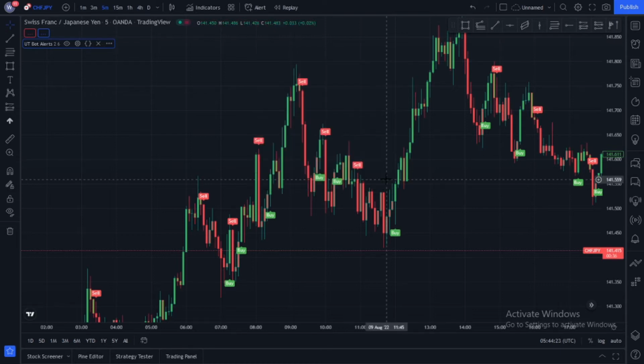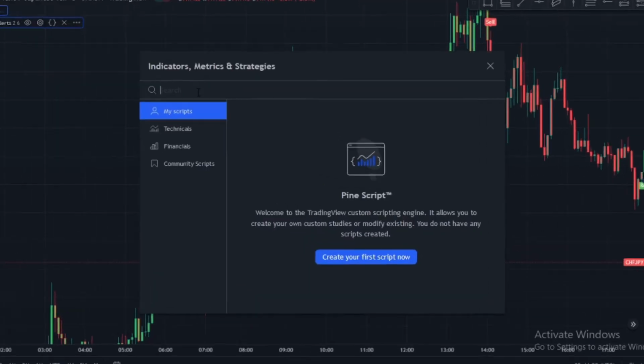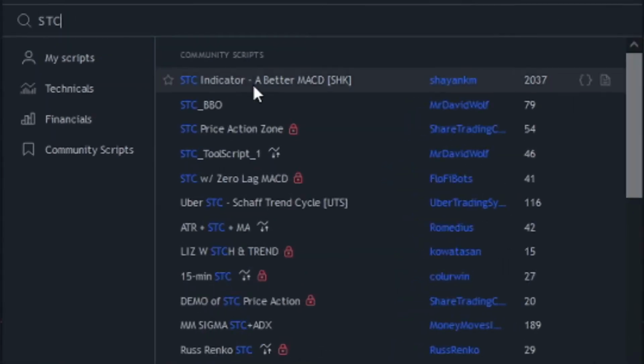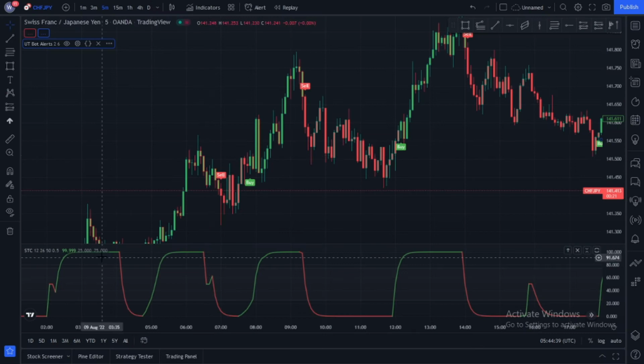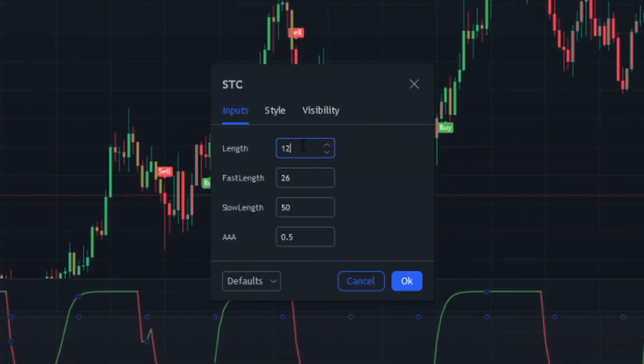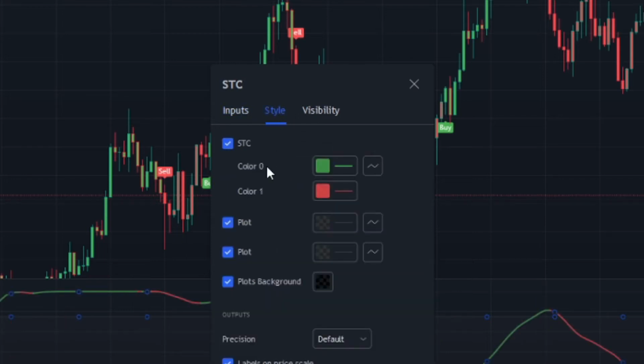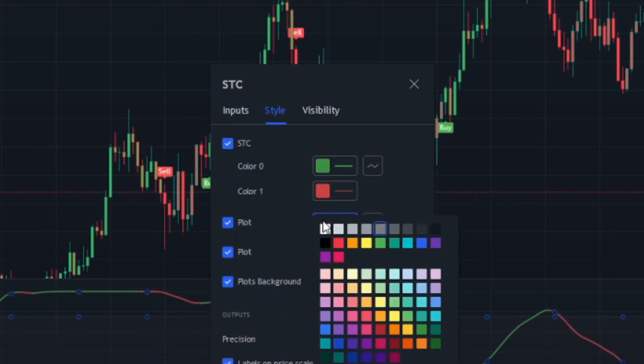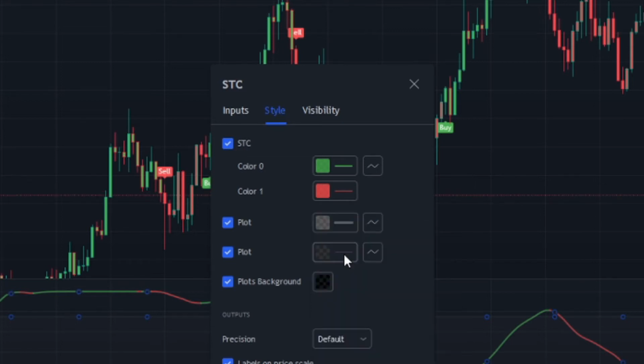The second indicator, STC. We click on its settings from the inputs section. Set the length number to 80 and also set the fast length number to 27. Go to the style section and change the color of the first plot to white. And we make the color of the second plot purple.